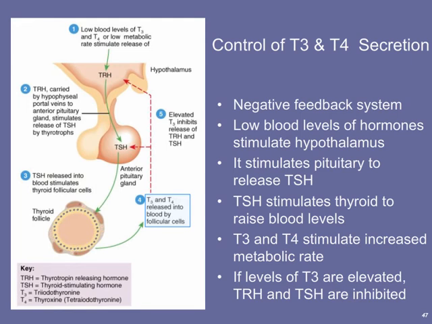This will lead to elevated levels of thyroxine in the bloodstream, and these elevated levels of thyroxine will circulate back to the hypothalamus and also to the anterior pituitary. Here they exert their negative feedback, shutting off both TRH and TSH. This ensures that we have adequate but not too much thyroxine in the bloodstream.